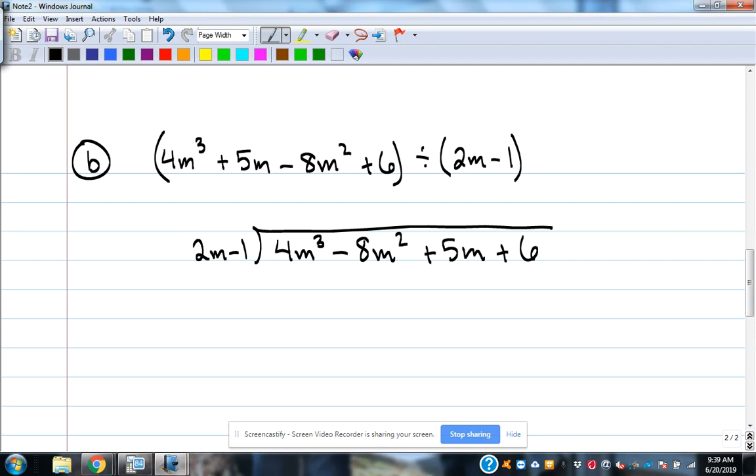All right. So this one, only difference really is we had to put it in the right order, and there's a number in front of this first piece. Again, when you do the long division, you look at that piece in the front. What times 2m gets me 4m to the third? 2m squared. So above the m squareds, I'm going to put 2m squared. Okay. Then what's the next step?